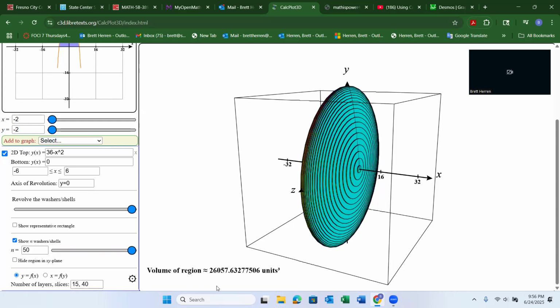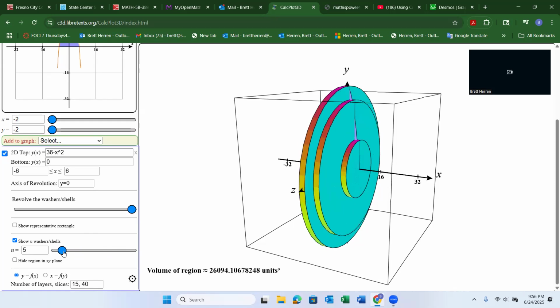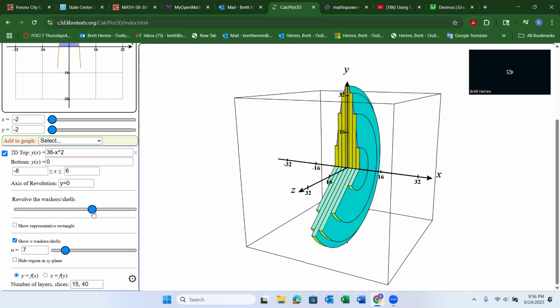And by the way, it gives you a volume estimate. See down here, 26057. That's probably close. You can't exactly rely upon it. It's not perfect, but it's close. So I'm going to go back to only like 5 disks, and I'm going to unwrap it a little bit so we can see them. So there's the disk. We're trying to fill up that shape with disks.